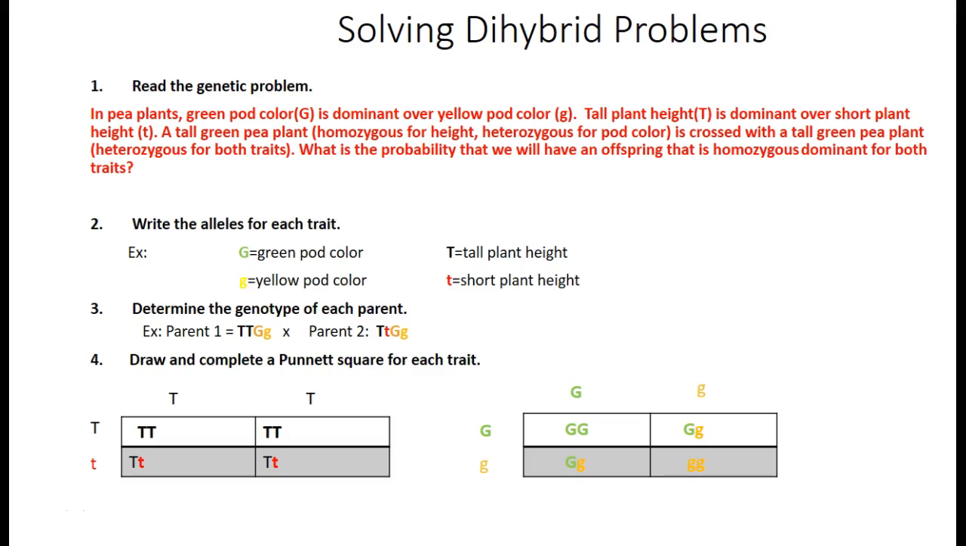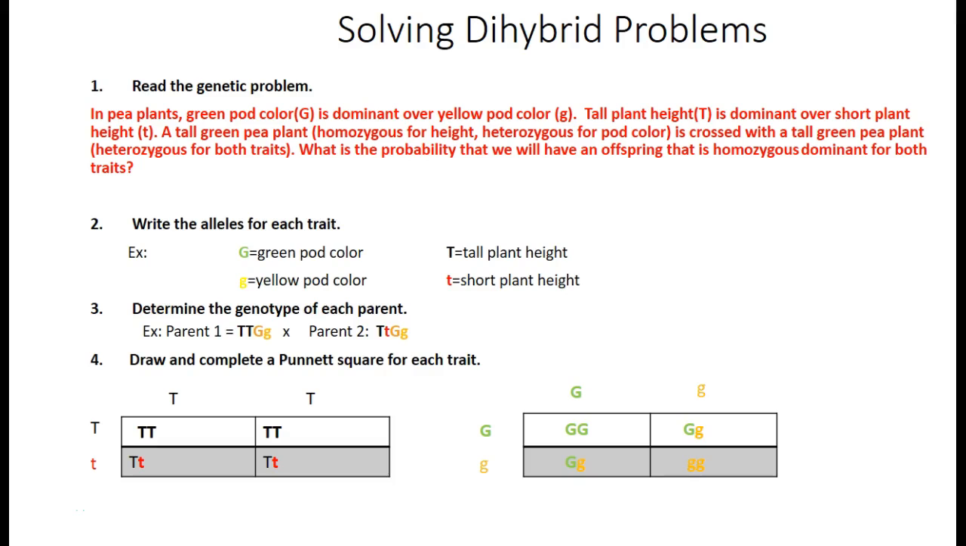In pea plants, green pod color G is dominant over yellow pod color lowercase g. Tall plant height capital T is dominant over short plant height lowercase t. A tall green pea plant, homozygous for height, heterozygous for pod color, is crossed with a tall green pea plant, heterozygous for both traits. What is the probability that we have an offspring that is homozygous dominant for both traits?